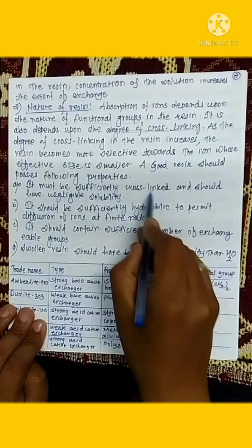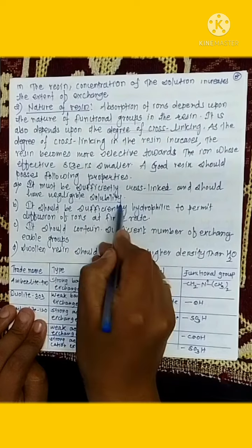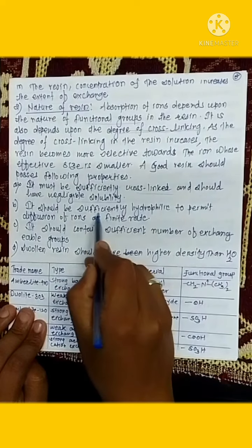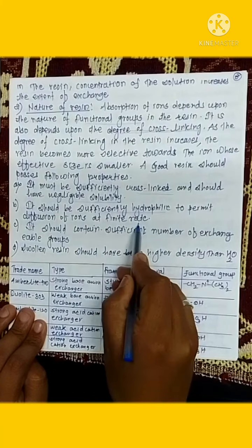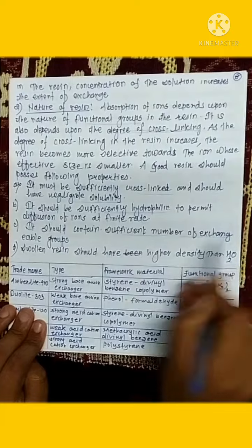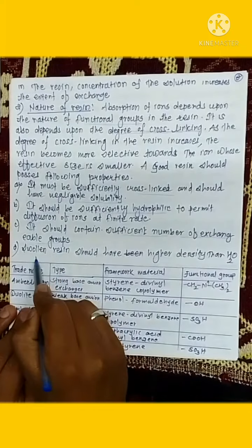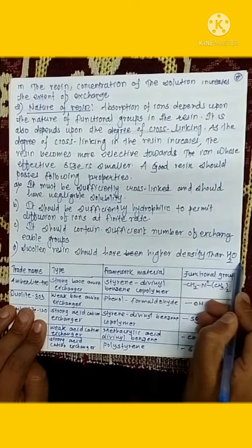It must be sufficiently cross-linked and should have negligible solubility. It should be sufficiently hydrophilic to permit diffusion of ions at a finite rate. It should contain a sufficient number of exchangeable groups. Solid resin should have higher density than water.